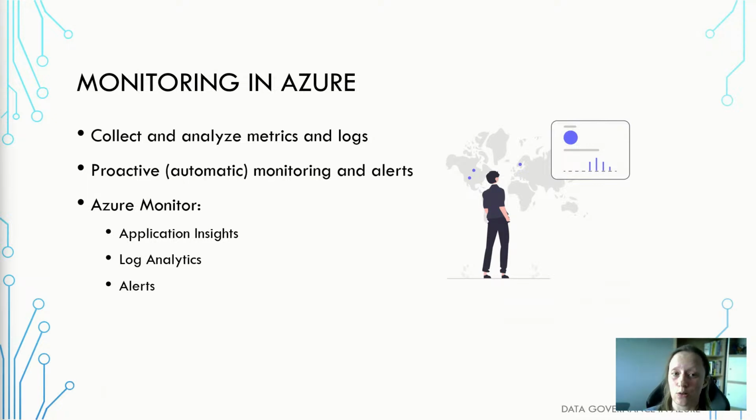Log Analytics is for the logs. So if you wish to check on errors, for example, that have happened with the resources, or activities by specific users, all those kinds of things you can find with the logs. And then finally, alerts. That is what you will use to set up the proactive monitoring and automatic alerts.